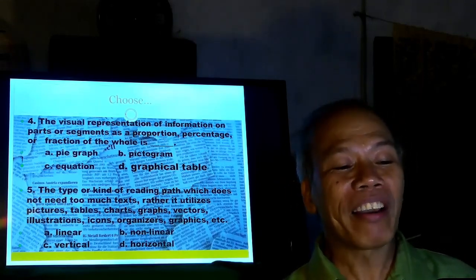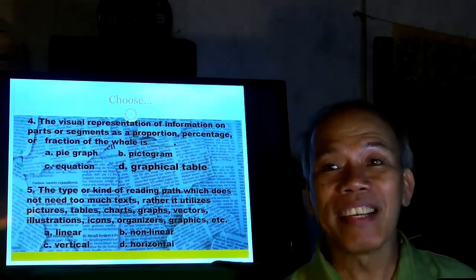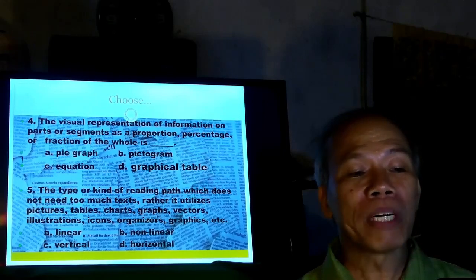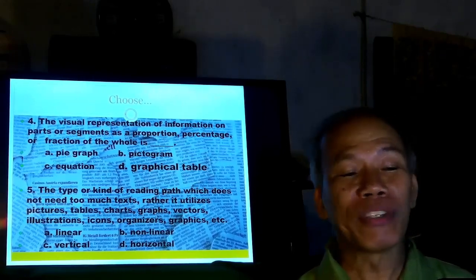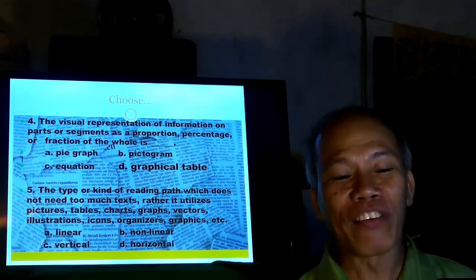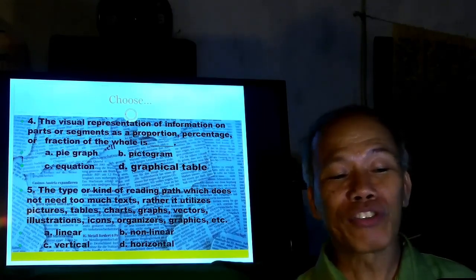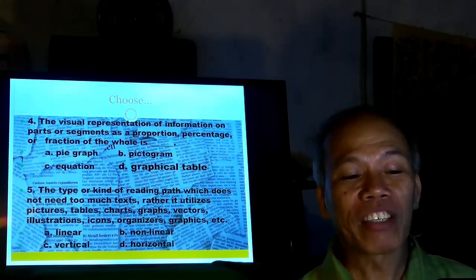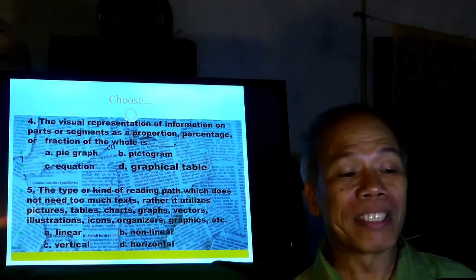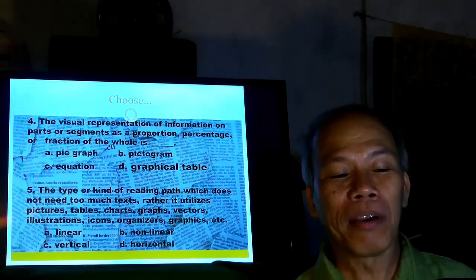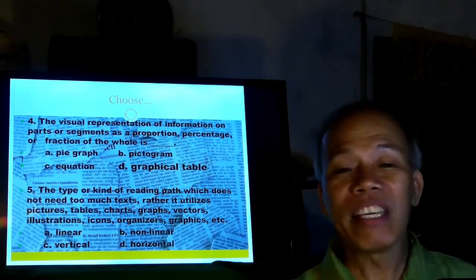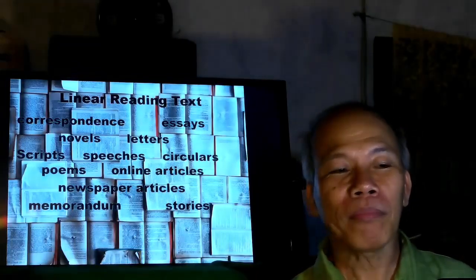The type or kind of reading path which does not need too much text. Rather, it utilizes pictures, tables, charts, graphs, vectors, illustrations, icons, organizers, graphics, etc. What is it? A. Linear, B. Nonlinear, C. Vertical, D. Horizontal. What's your answer?